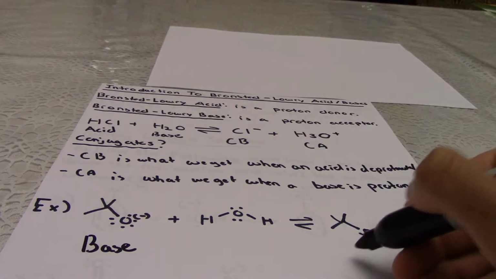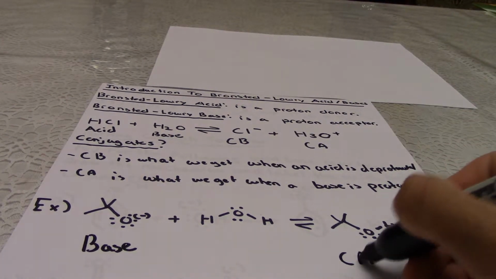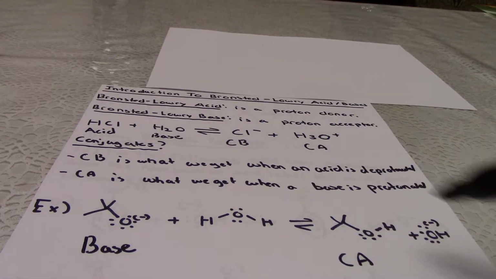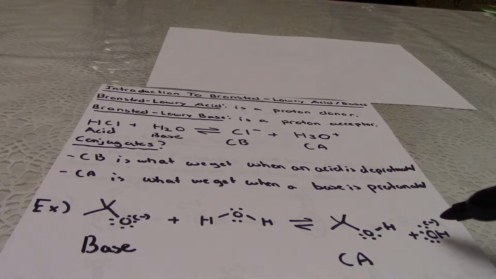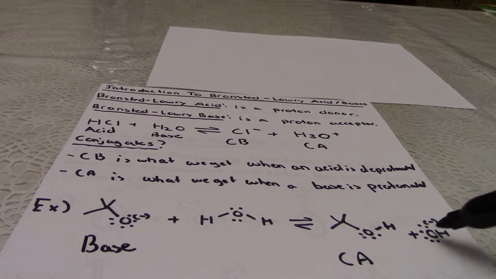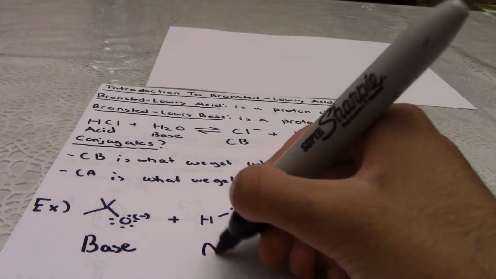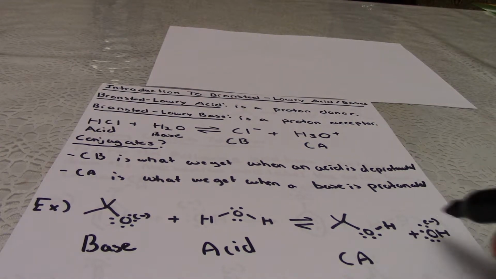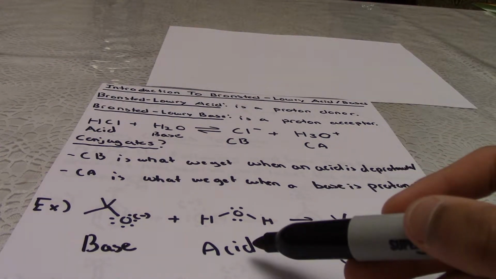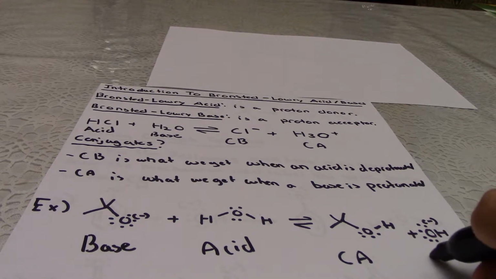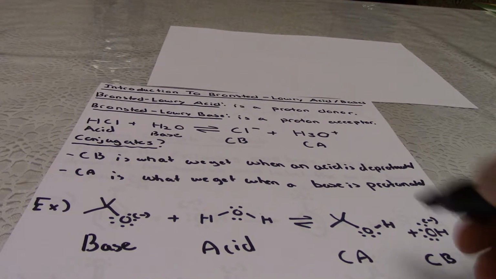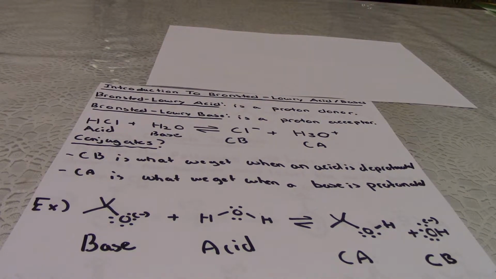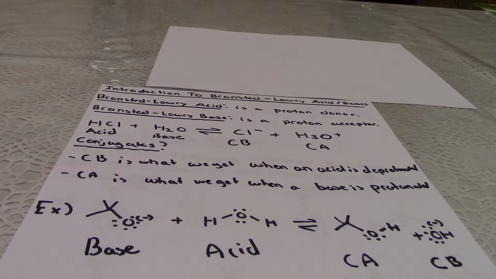And then if this is my base, its opposite pair has to be the conjugate acid. Now in this case, I notice that this lost a hydrogen, so this was our acid, because it is a proton donor to get this. And if this is our acid, then this has to be our conjugate base. Remember, it has to be the opposite. So I hope these two examples helped refresh our memory of how to identify Bronsted-Lowry acids and bases.